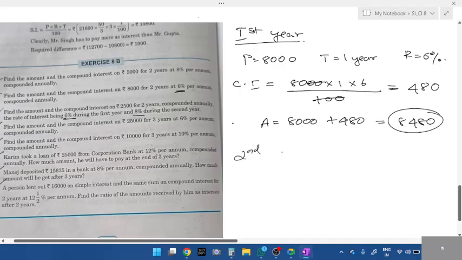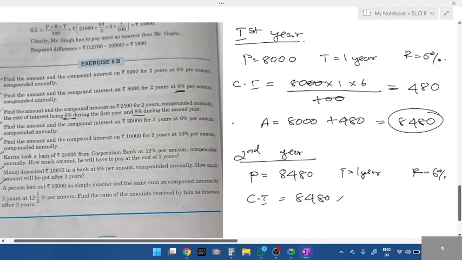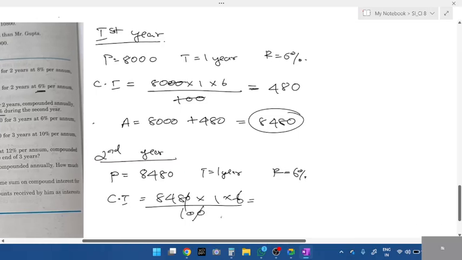Tell me the second year calculation. What is principal? 8,480. Time is equal to 1, rate is equal to 6. Compound interest is equal to 8,480 into 1 into 6 divided by 100. How many zeros get cancelled? Whenever 10 or 100 is there in the denominator, I've told you not to reduce it. Don't reduce 2 ones or 2 fives. First multiply 848 into 6. What's the answer?